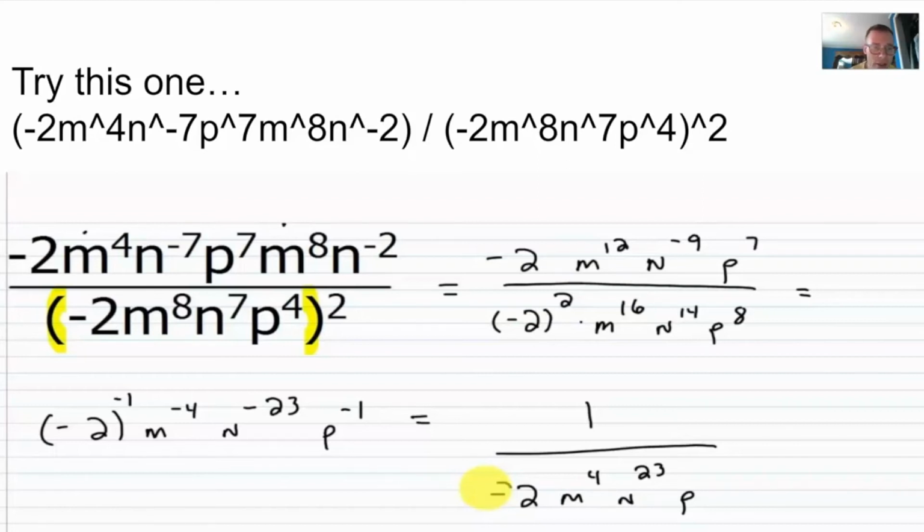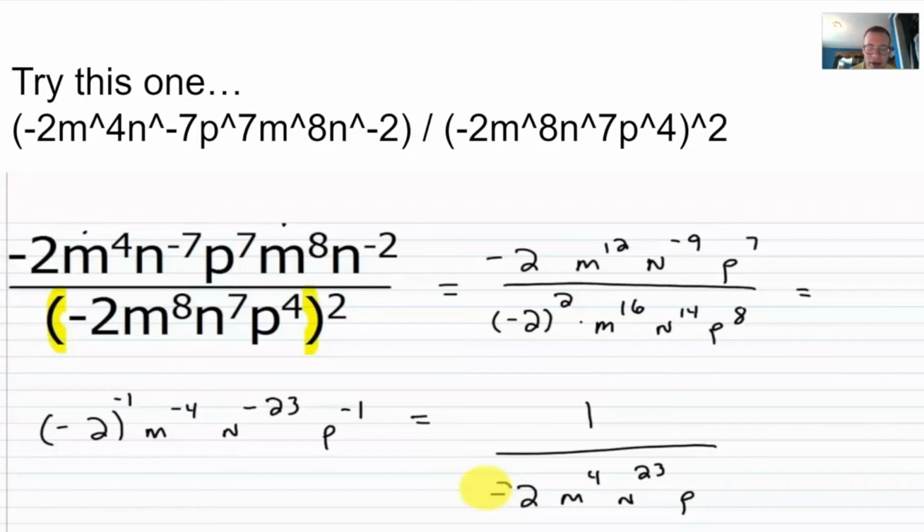You multiply. So negative 2 to the second, m to the 8th times 2 becomes m to the 16, n to the 7th becomes n to the 14th, and then p to the 4th times 2 becomes p to the 8th. On the top, in the numerator, we've combined all of our negative n's into n to the negative 9th. Then what happens? Well, we have to divide our fractions.